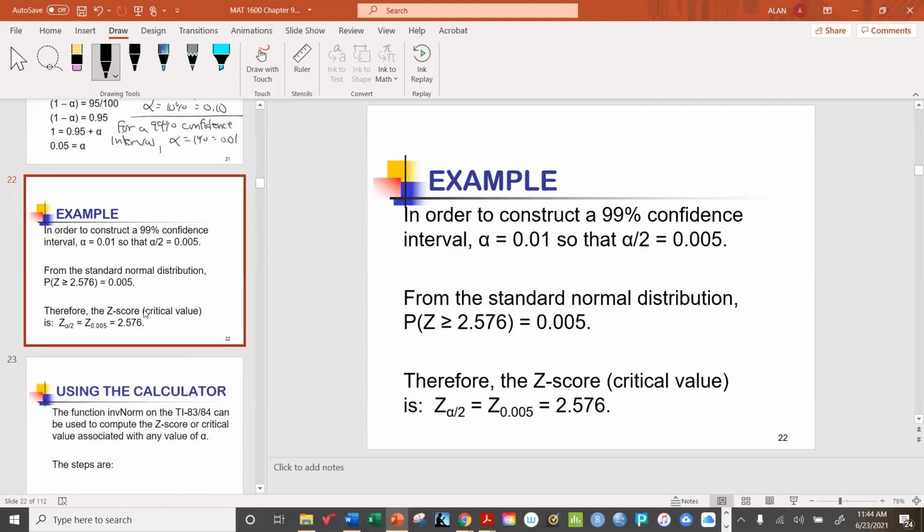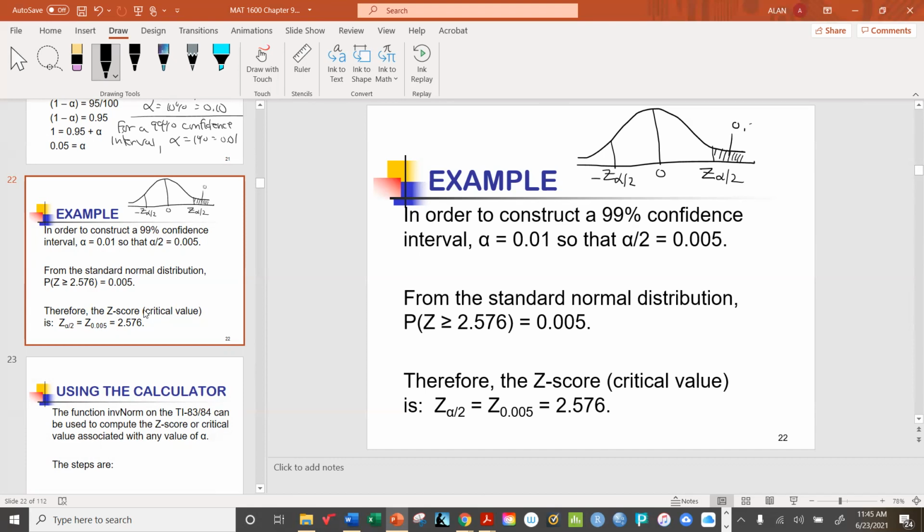All right, so let's draw a little picture here. What if we're interested in constructing a 99% confidence interval? That means we are going to have two z-scores. Here's the center, which is 0. This is z alpha over 2. And this is negative z alpha over 2. You can see here that with a 99% confidence interval, alpha is 0.01, or you can also say that alpha over 2 is 0.005. So what that means is that the areas in these two tails are each equal to 0.005.